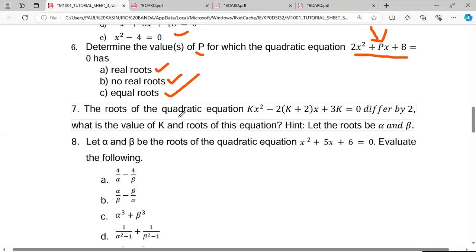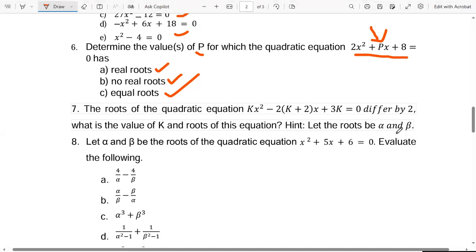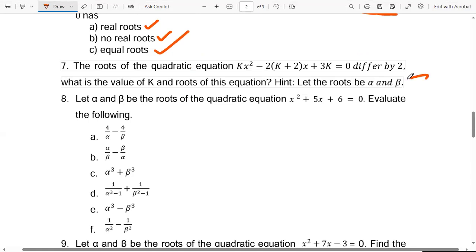And then here they're saying: the roots of a quadratic equation differ by 2. What is the value of k and the roots of this equation? Hint: let the roots be alpha and beta. I think I'll start the topic of alpha and beta in the next video.